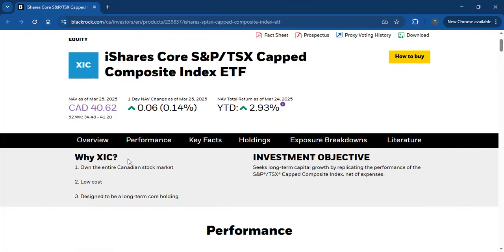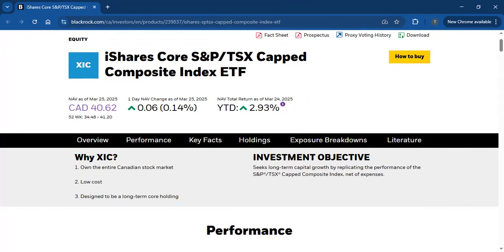So XIC is the iShares Core S&P/TSX Capped Composite Index ETF, traded on the TSX. This is very common in Canada and the majority of investors talk about it. I have invested in it before and used it for capital gain, but now I want to add it into my passive income portfolio.